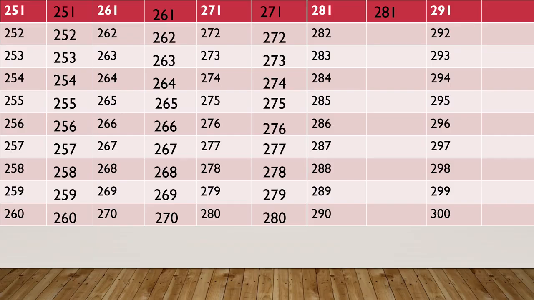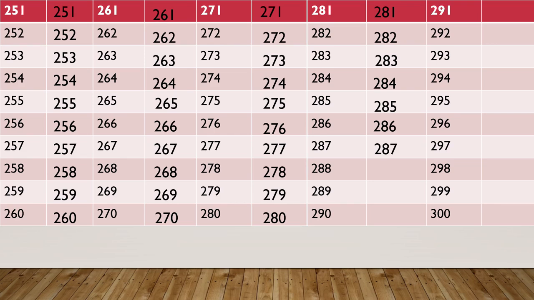Next row is 281, then I will write here 281. Next is 282, then 282. Next is 283, then 283. Next is 284, then 284. Next is 285, then 285. Next is 286, then 286. Next is 287, then 287.